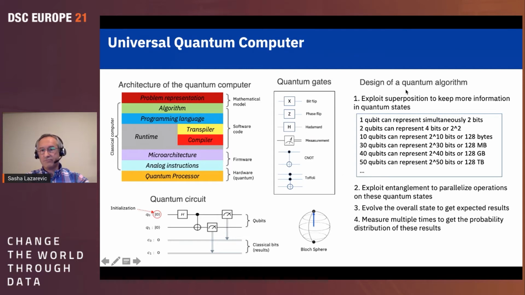The way you build your algorithm is that you want to exploit superposition to keep more information in quantum states. And here you see that, for example, with 50 qubits, you can represent 2 to the power of 50 bits, or 128 terabytes. So with 2000 qubits, you can imagine, this is 2 to the power of 2000. It's a very, very large number. And then there is a problem: how do we load so much information, so much data, into these 2 to the power of 1000 or 2000 states?